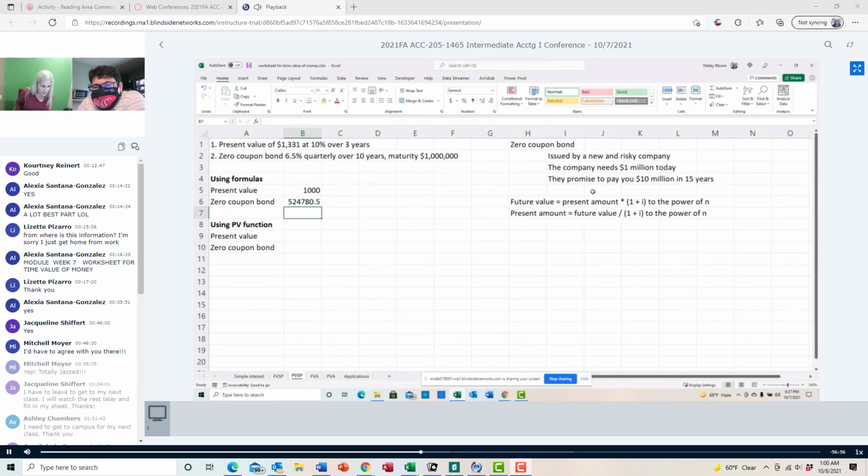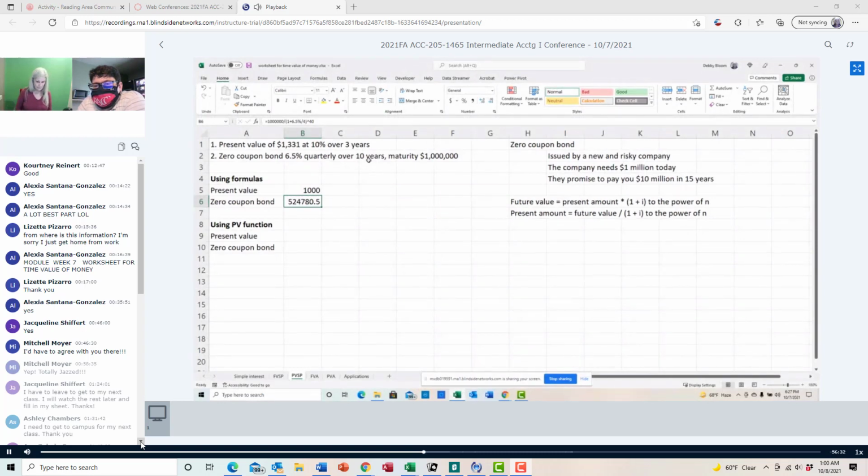If I pay $524,780.50 today for that bond, and I wait 10 years, and then the company gives me back $1 million, I have earned a 6.5% quarterly rate each year over that 10-year period.